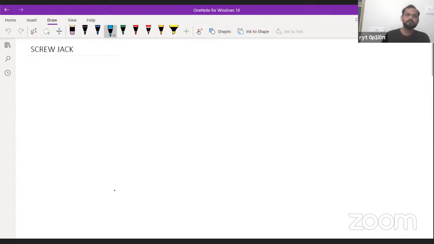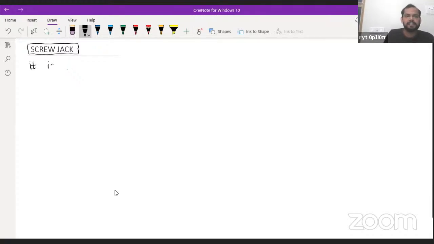Okay. So now what is the screw jack? Can anybody tell me what the screw jack is? I hope you have already heard this term screw jack. Can anybody tell me? Lifting loads. Very good. Pawan is saying it is used for lifting loads. Very good. So what is this screw jack?